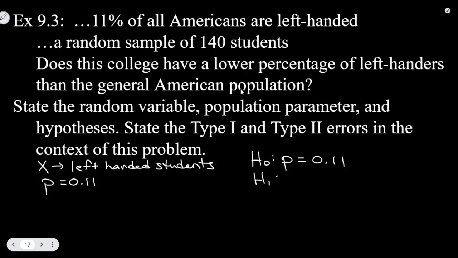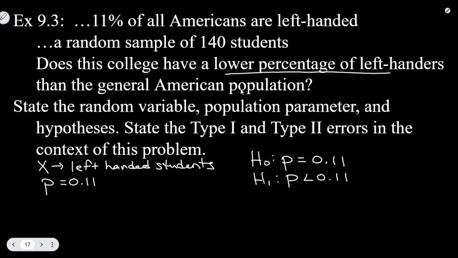Then the alternative hypothesis is what we are testing. We are testing to see if there's a lower percentage of the population in our college that is left-handed. So we would say P is less than 0.11. And that makes this a left-tailed test because that's where our alternative hypothesis is going.